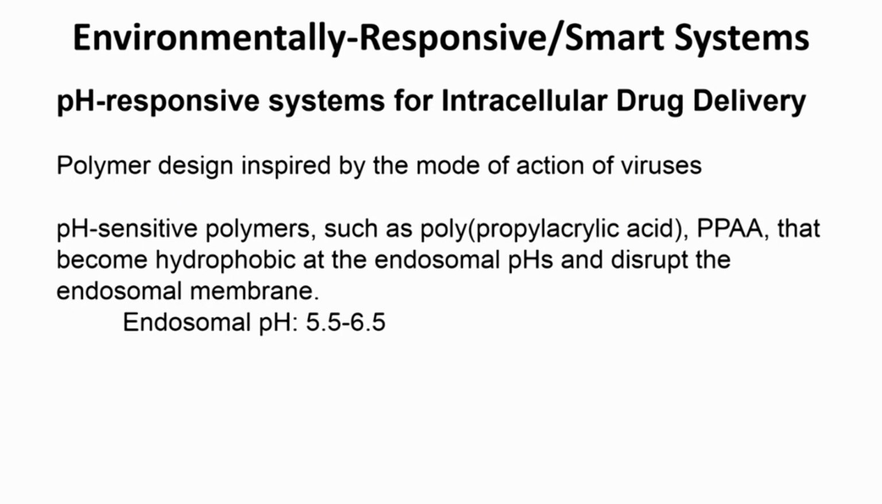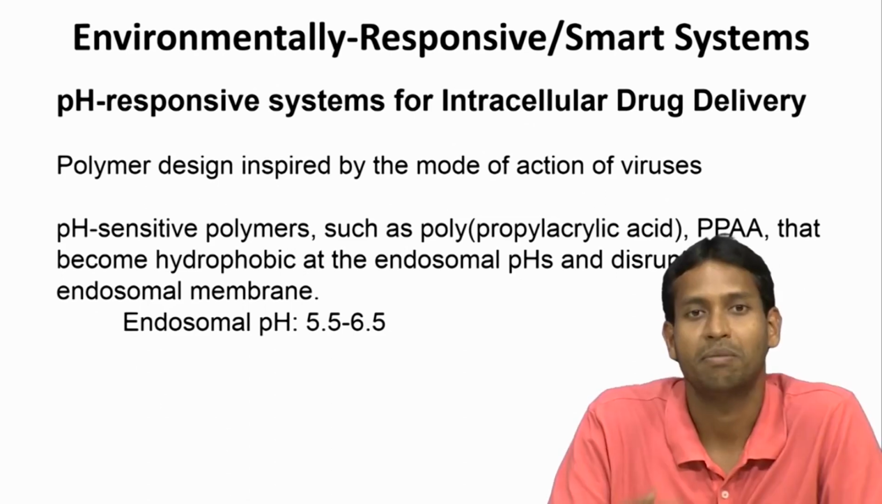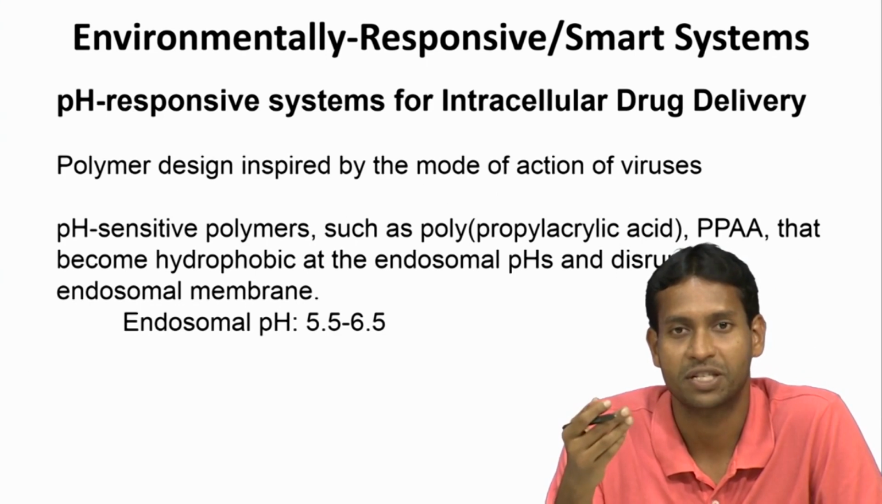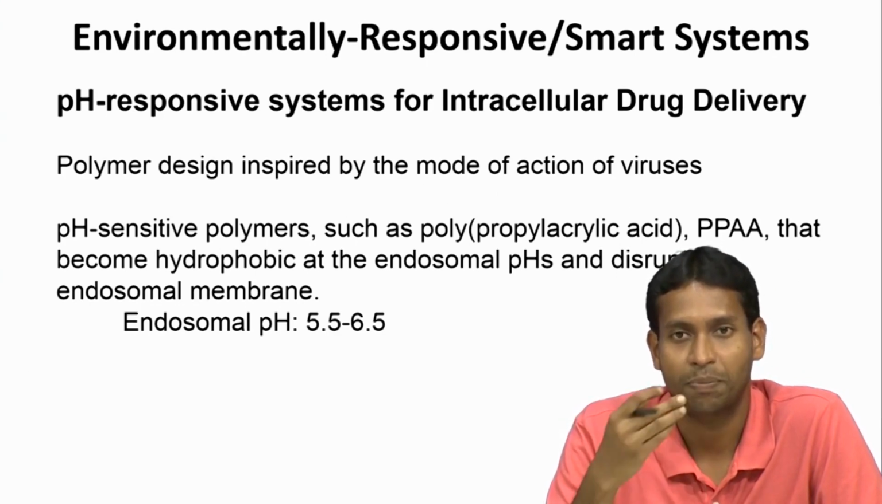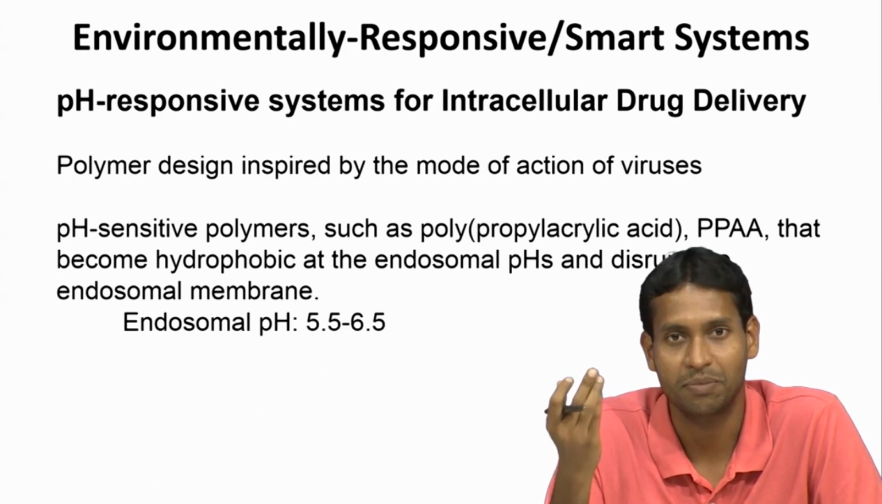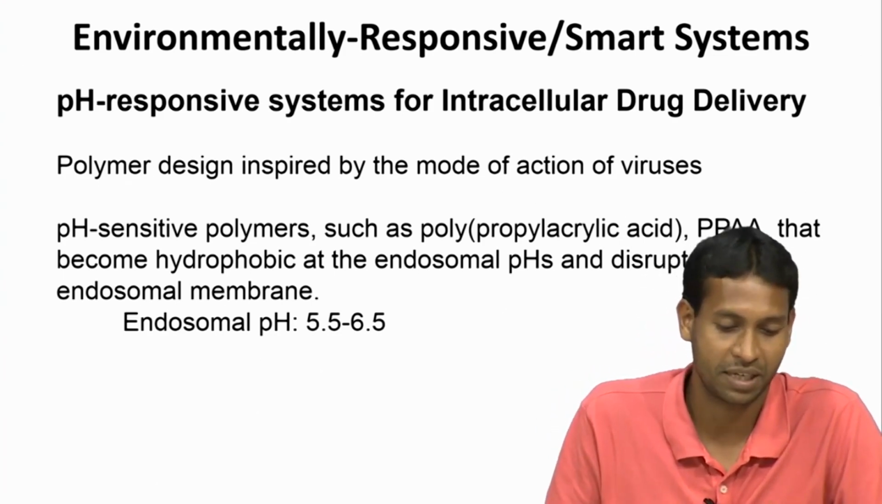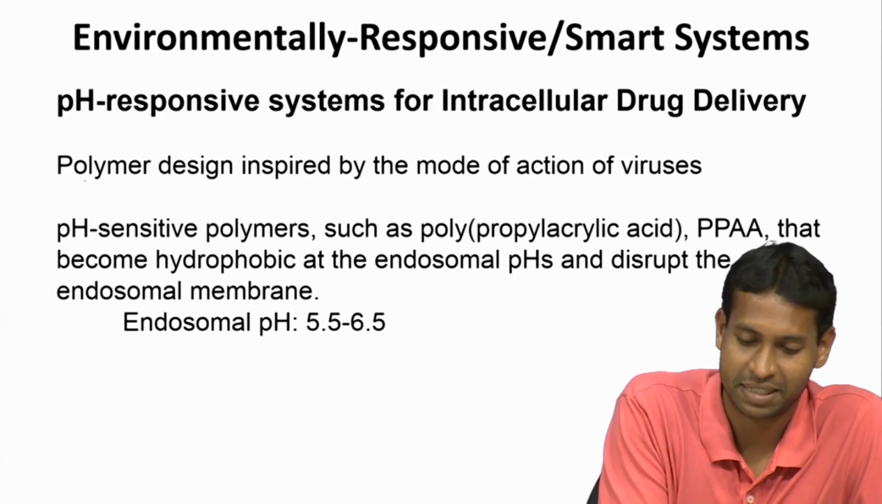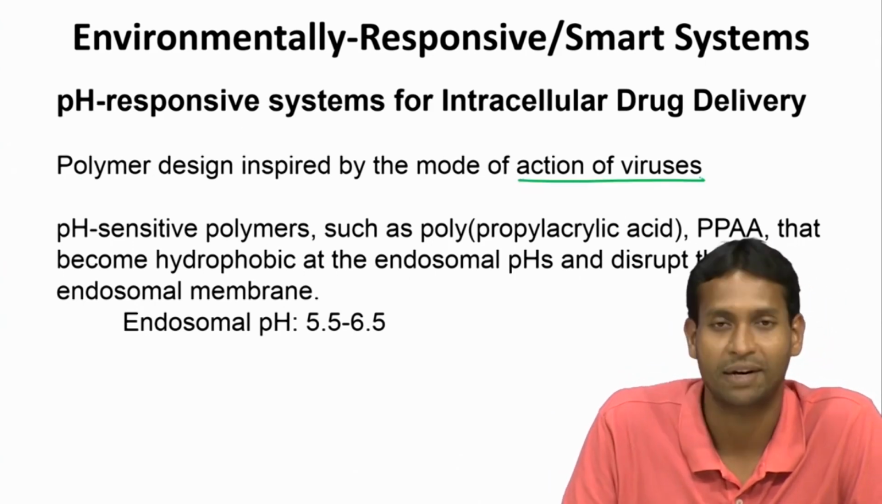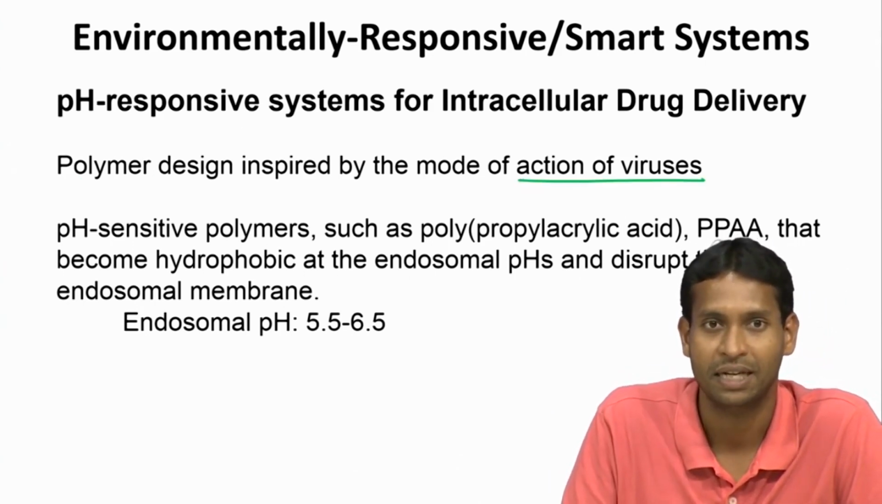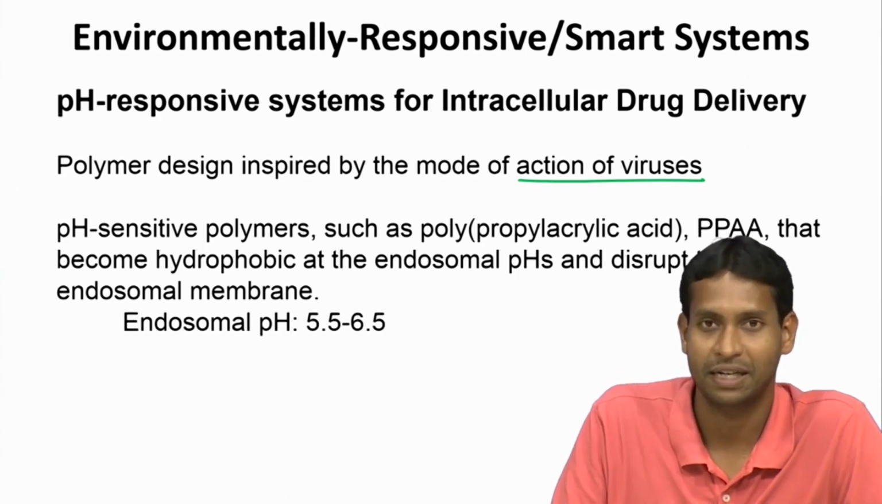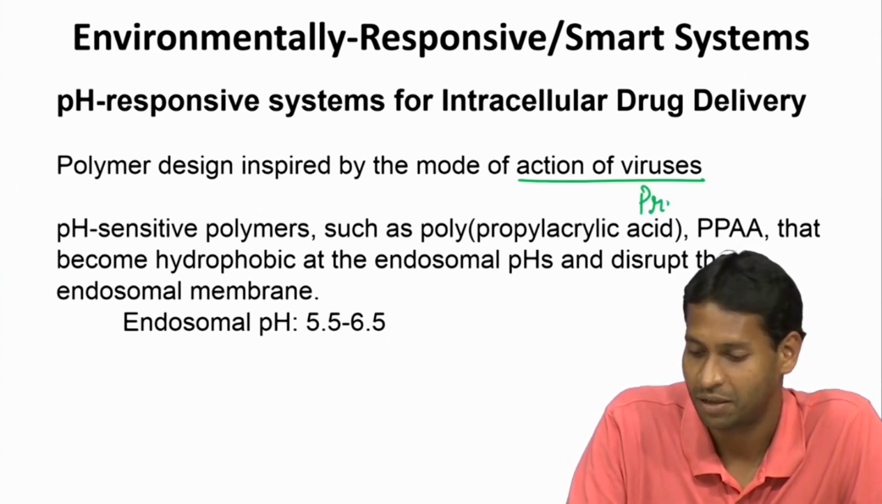Okay, so let us start with the pH responsive systems for intracellular drug delivery system. So, as I briefly mentioned earlier already that polyacrylic acid, which is a carboxyl rich polymer, can be used to act as a responsive system, because at low pH it will be insoluble, at high pH it will become soluble. So, let us see how it is being used here. So, this is a system that has been designed through a virus inspiration, and in this case we are talking about proton sponge effect.